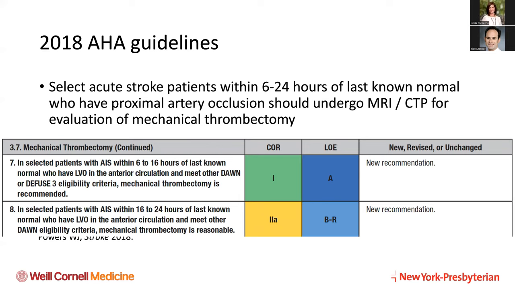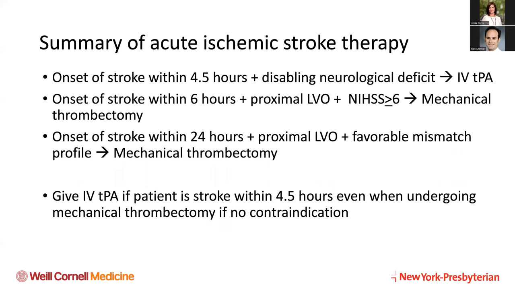and perform delayed thrombectomy. So basically the summary here is that with acute onset of stroke within 4.5 hours or disabling deficits, you should get TPA. If the stroke onset is within 6 hours and there's a proximal large vessel occlusion and a stroke scale of 6 or higher, you should do mechanical thrombectomy. If the stroke is within 24 hours, and you have a proximal large vessel occlusion and a favorable mismatch profile, you should do thrombectomy. And as we sit here today, you should give TPA if a patient has a stroke within 4.5 hours, even if they're going to undergo thrombectomy, as long as there's no contraindication.